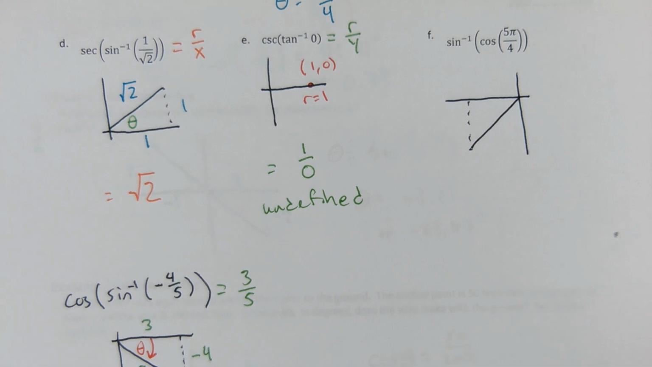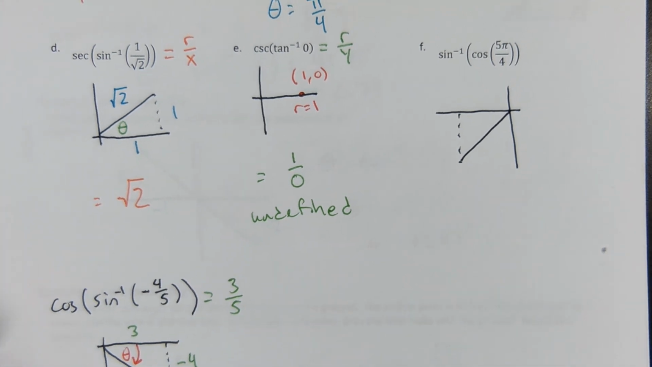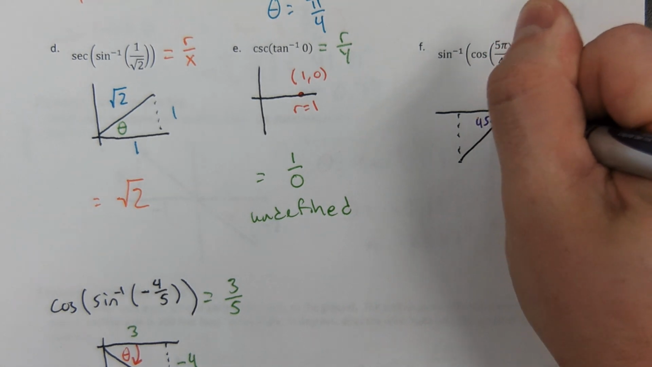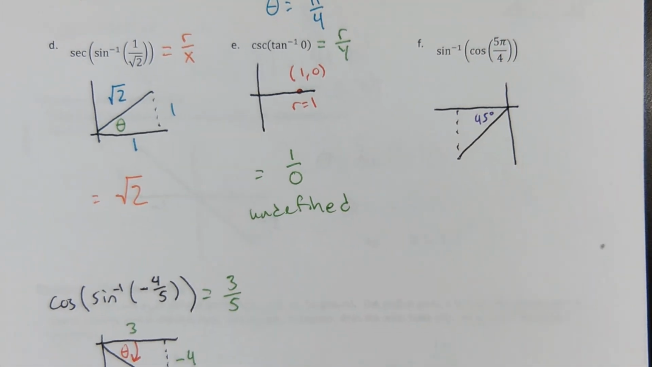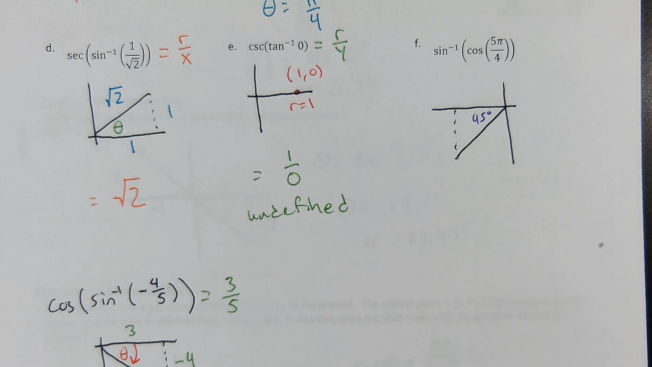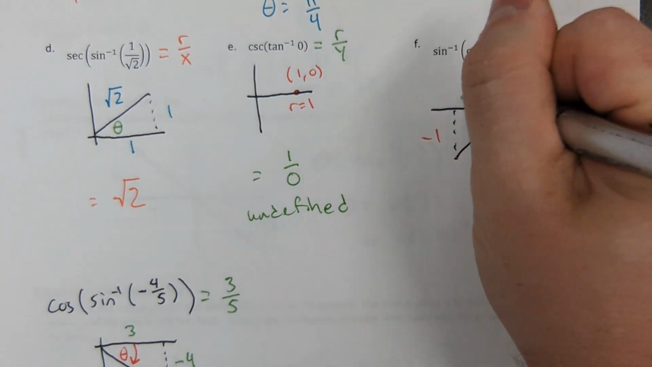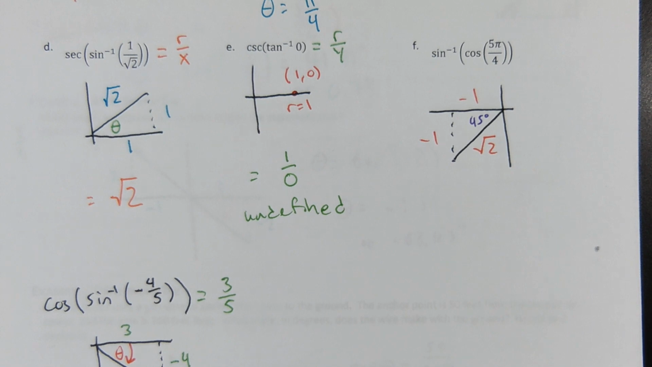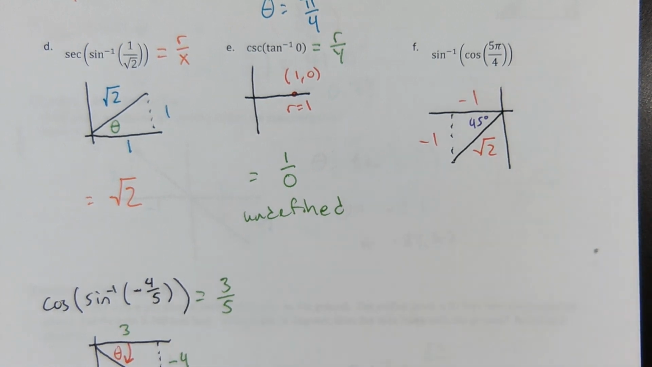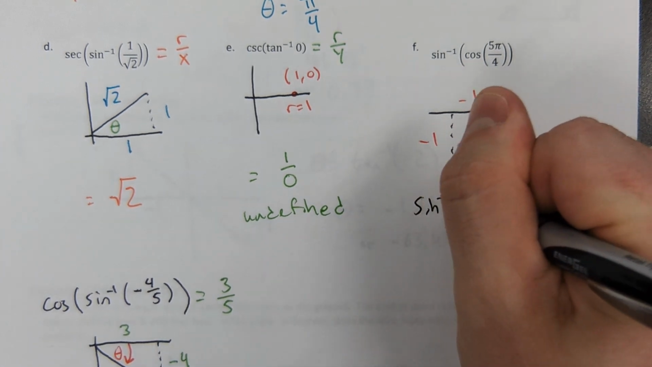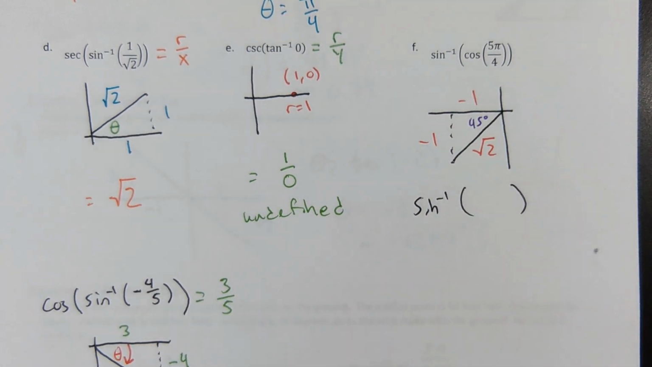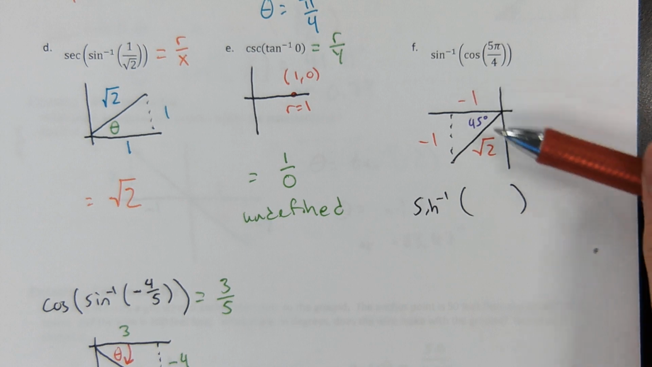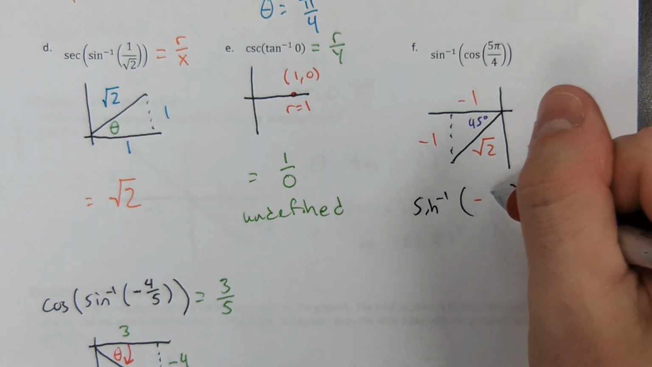All right, since it says over 4, what is the size of my reference angle? 45 degrees. Good. Now I'm in quadrant 3 where everything is negative. That's a 45-degree angle. My side lengths then are -1, -1, √2. Cosine is x over r. So what this actually says is sine inverse of, and my x over r is -1 over √2.